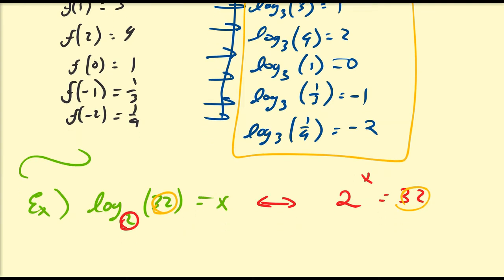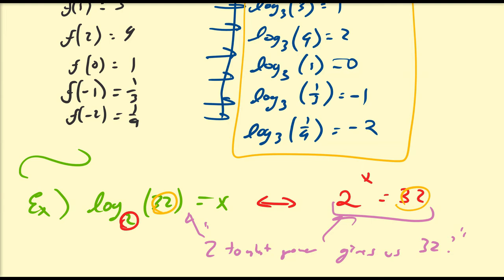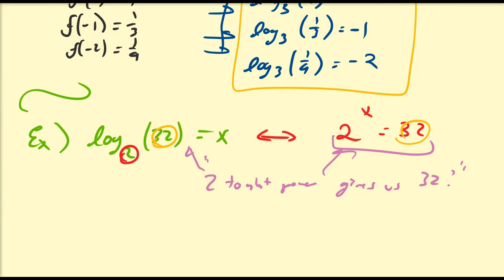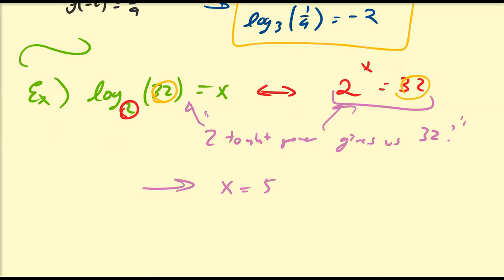So this question asks 2 to what power? So 2 to what power gives us 32? So this question applies to both of these expressions because both of these are equivalent, and this is a basic example, so of course we know that x is going to be equal to 5. Now how can we algebraically get this answer a little bit more swiftly? Well, there is a way.